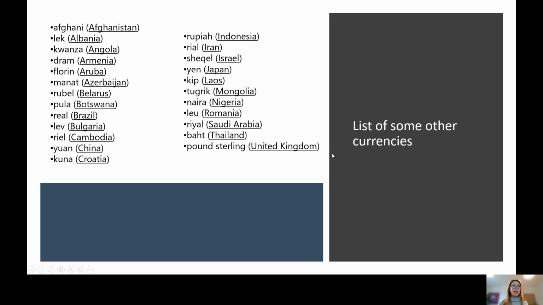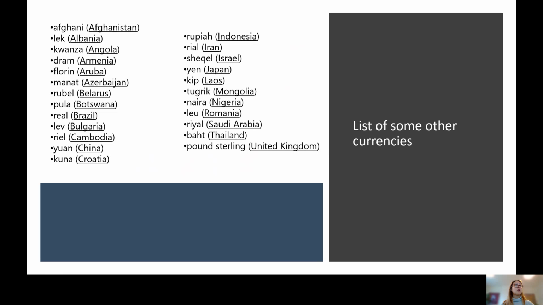We know the UK uses the pound sterling. Sterling is just another name for it, or GBP you might see as well, which stands for Great British Pound. It's just another abbreviation for pound.